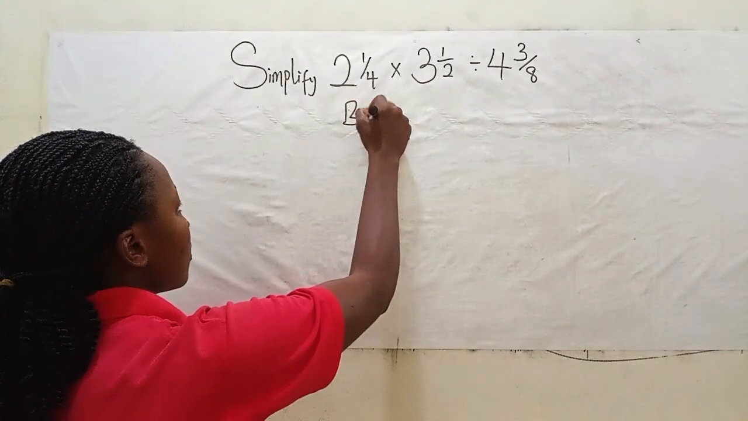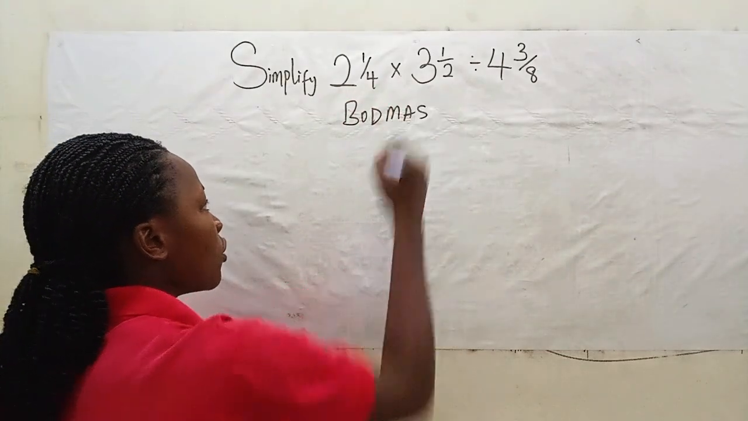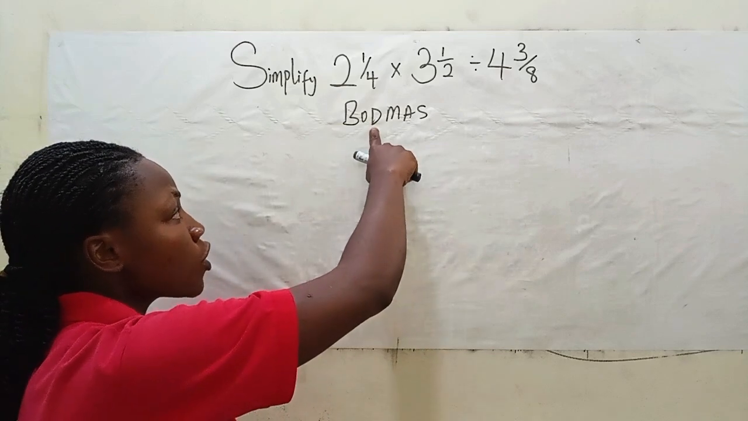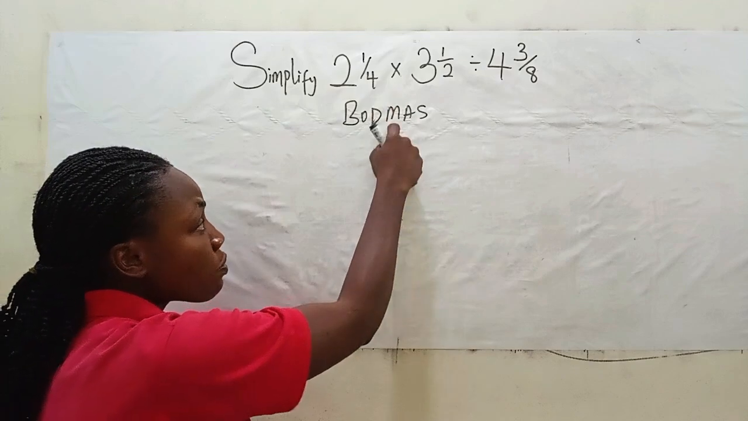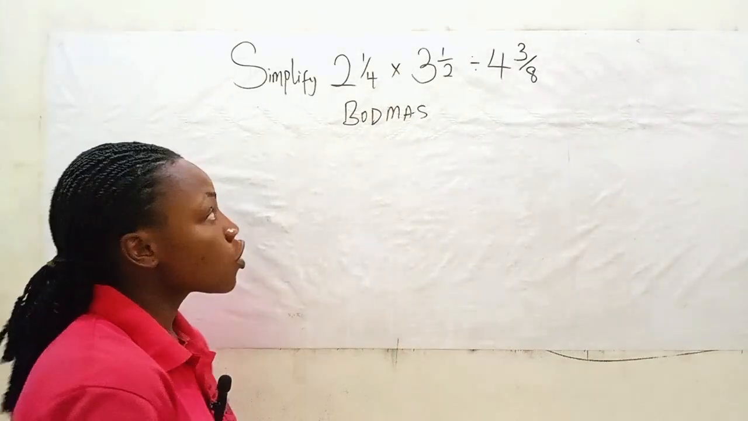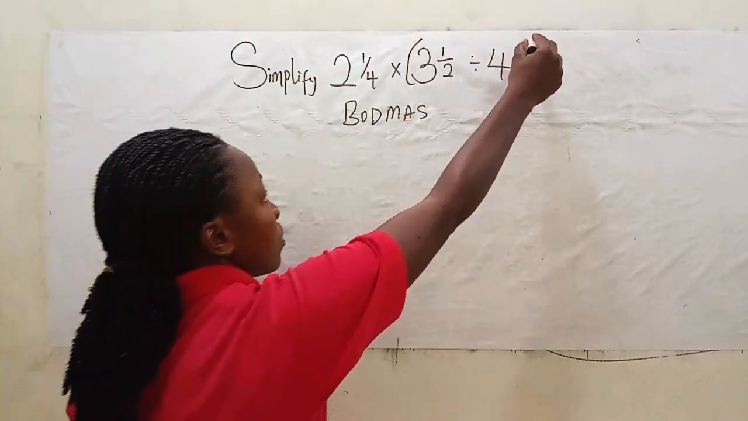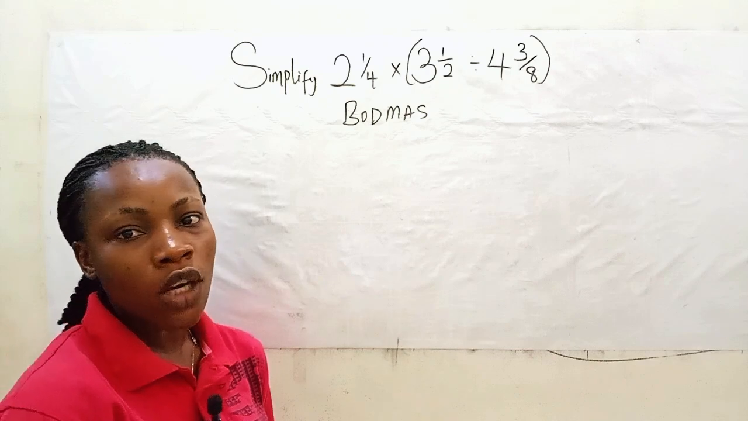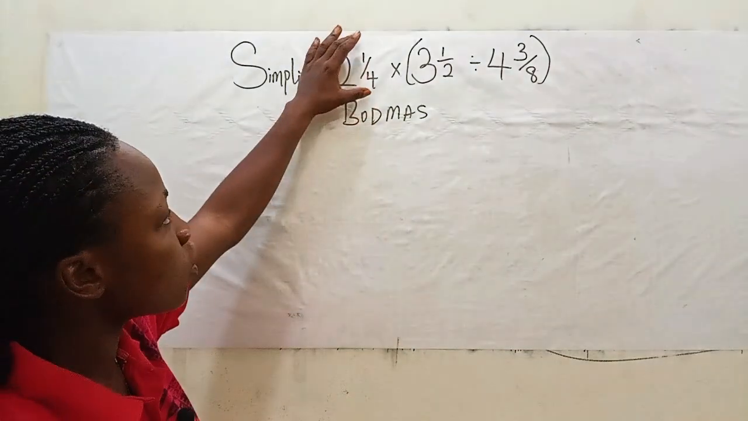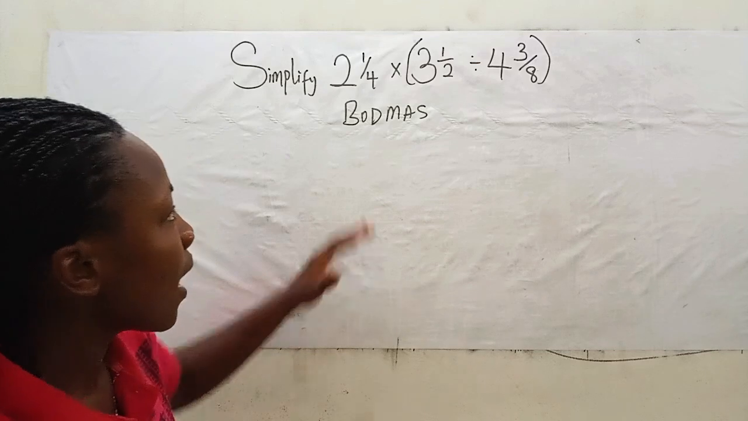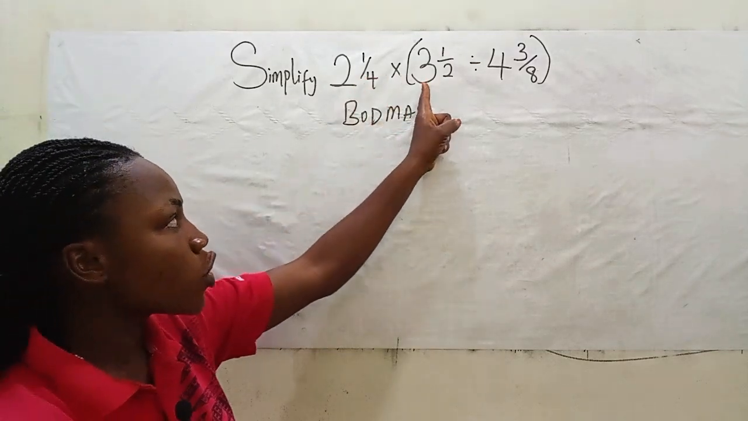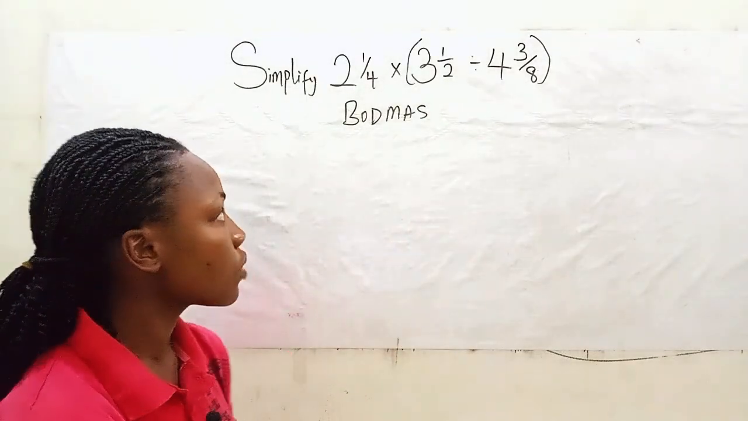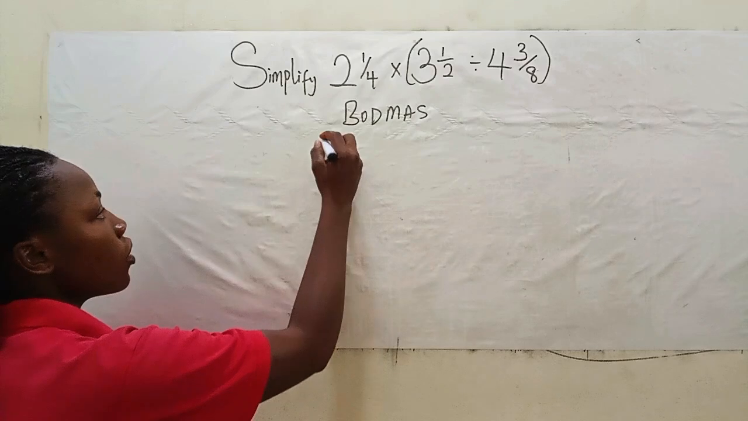That is BODMAS. And if you watch, division comes before multiplication. So we are solving this one first. Any answer we get, we are now going to multiply it to this one. And before we continue, we are going to change these fractions to improper fractions. Alright, so let's go ahead.